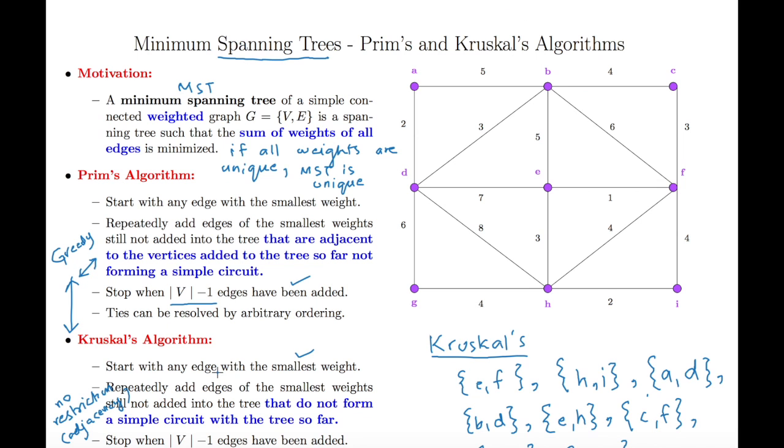So this is about minimum spanning trees and a brief explanation along with an example of Prim's and Kruskal's algorithms. Hope it was easy to understand.